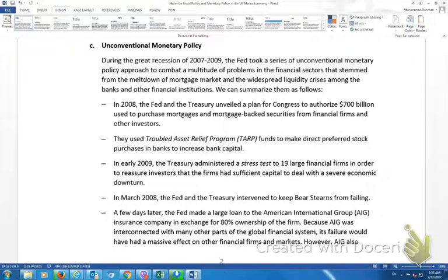Part of the reason why the Fed moved towards using these unconventional monetary policies is that during the massive financial meltdown of 2007-2009, the conventional monetary policy instruments were not sufficient. They were not effective enough, and the Fed needed to act quickly to stabilize the macroeconomy. So in 2008, the Fed and the Treasury Department unveiled a plan to Congress to authorize about $700 billion used to purchase mortgages and mortgage-backed securities.